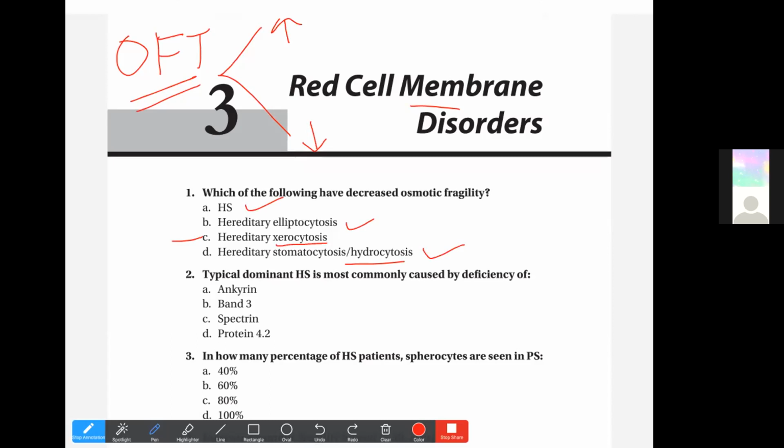Other cases of decreased osmotic fragility, apart from these membrane disorders, can also be hemoglobinopathies like thalassemia trait and sickle cell anemia, particularly after splenectomy. Then there are cases of severe iron deficiency anemia, chronic liver disease, and polycythemia vera.